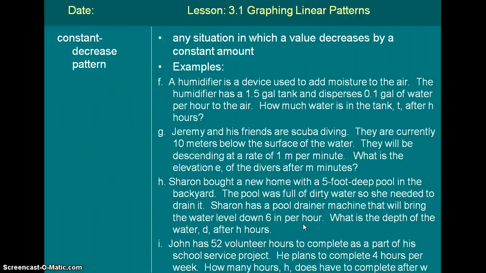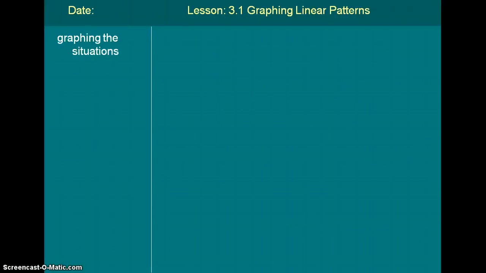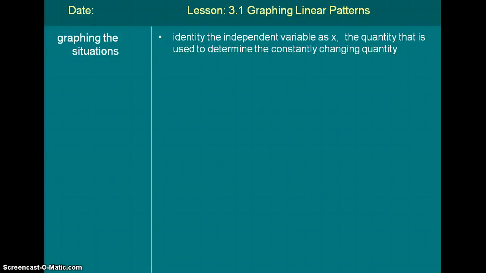Once we're able to identify whether something is a constant increase or a constant decrease, we should start to think about graphing. In order to graph the situation, we have to identify an x variable. The x variable is independent, meaning that it does not depend on anything else in the situation. It will always continue in the same way. For example, time. Time always passes, therefore it is an independent variable.